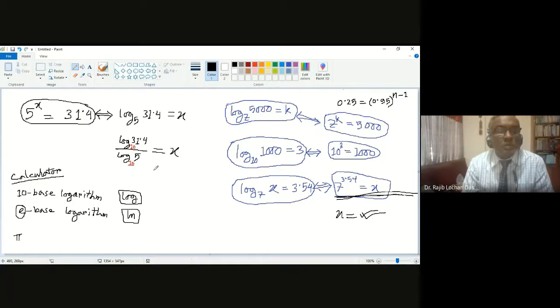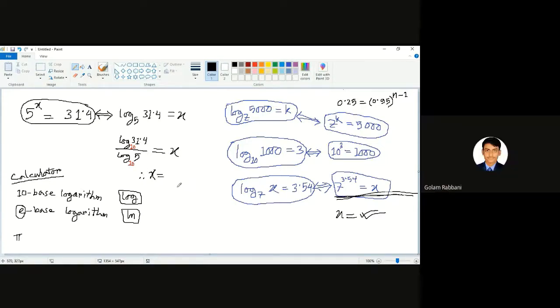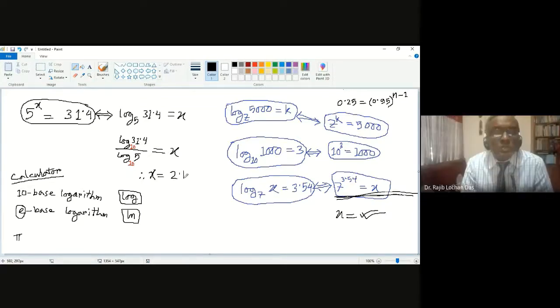You use the calculator, so you can easily get the x value. Can you use the calculator and find out the answer for this? 2.1416. Okay, so this is the answer if you use the log button. If you use the ln button, the same answer will come.